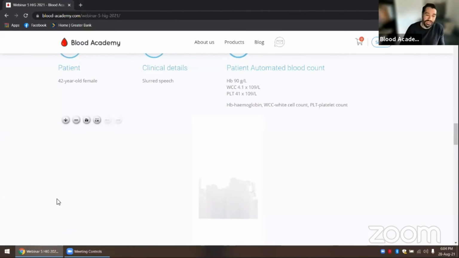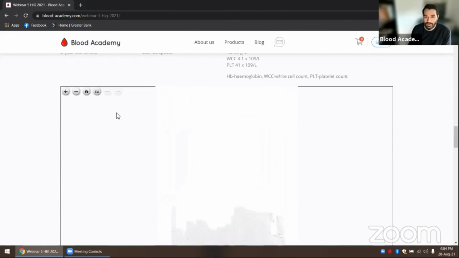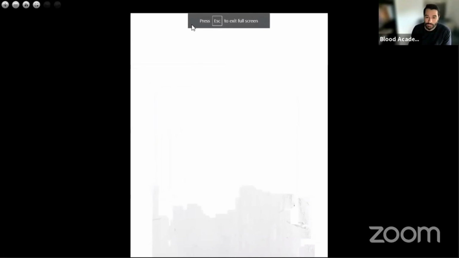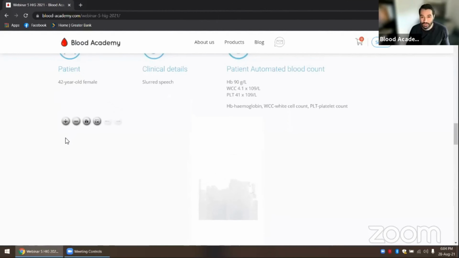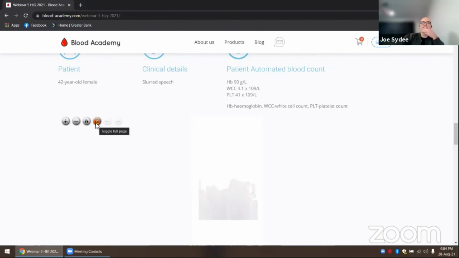We've got a 42-year-old female who's presenting with slurred speech. She's anemic. She's got hemoglobin of 90. We're not given the differential count for the white cell count, but it's 4.1, the total leukocyte count, and the platelet count is 41. So I'll leave it over to you, Joe, just to go through some of the morphology. We can discuss some of the interesting issues around it.